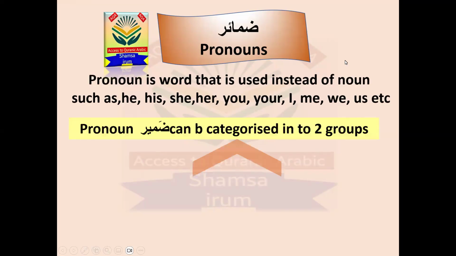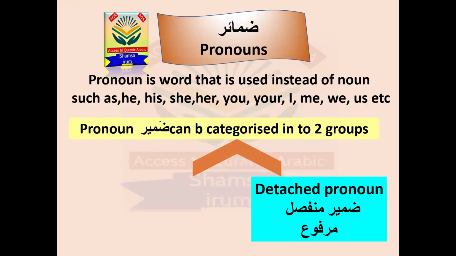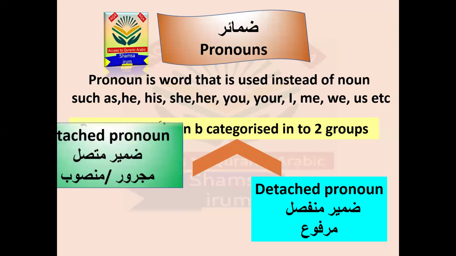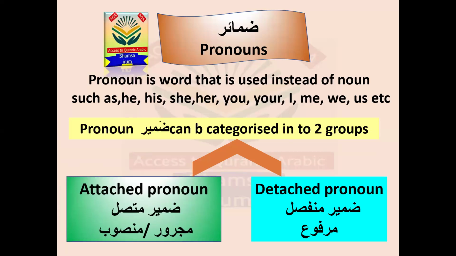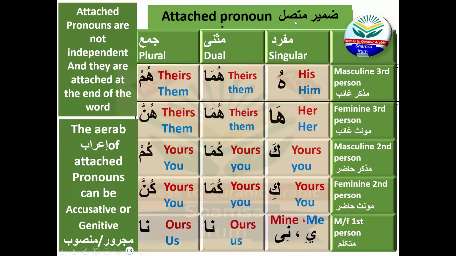There are two types of pronouns in the Arabic language. The first one is detached pronouns, which are dhamir munfasil marfu'. The other one is attached pronouns, which is dhamir muttasil. It can be majroor or it can be mansoob. So we will learn which of these two pronouns we will use in an idafa construction, and what the i'rab will be, inshallah. So we will do the dhamir muttasil.